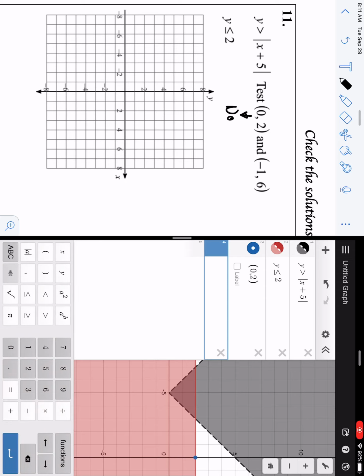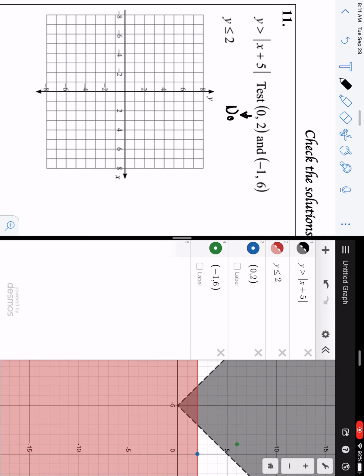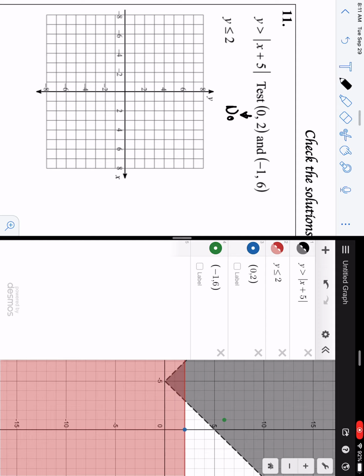Then I'll also try -1, 6. So if I zoom out, I can see -1, 6 right here. So it's inside the black shade, but it's not inside both the black and red, or it's not on the red line, okay? So this one is also no.